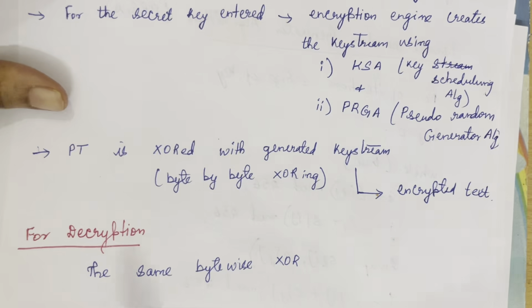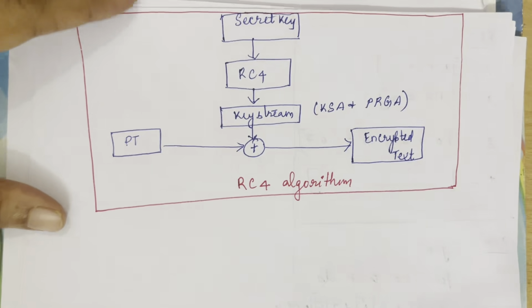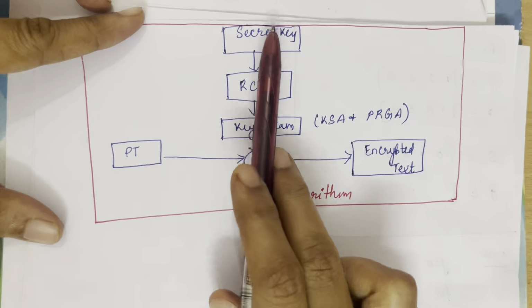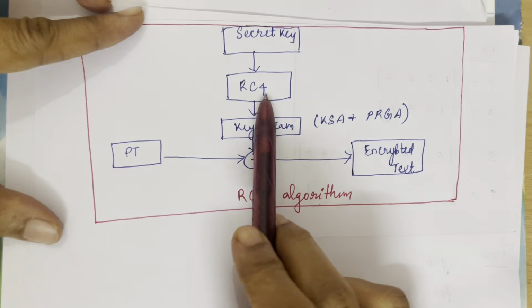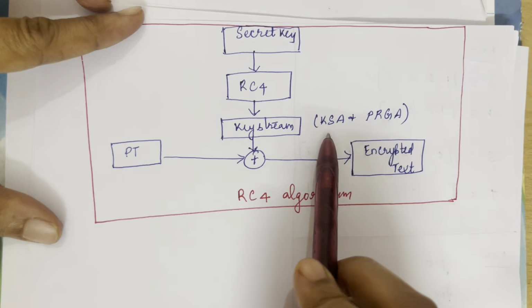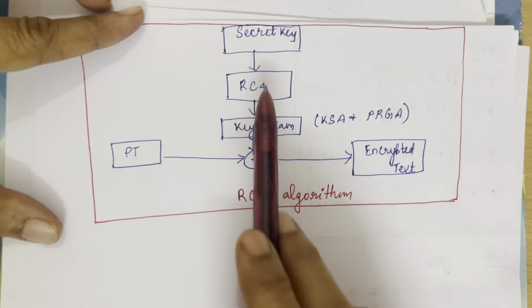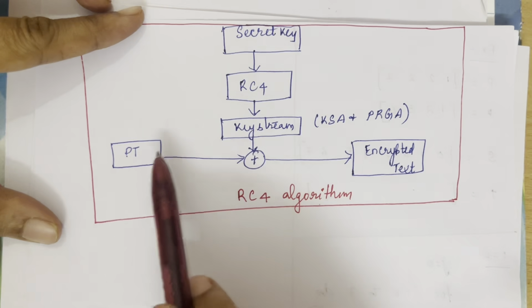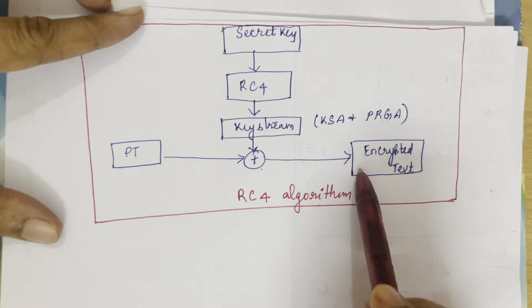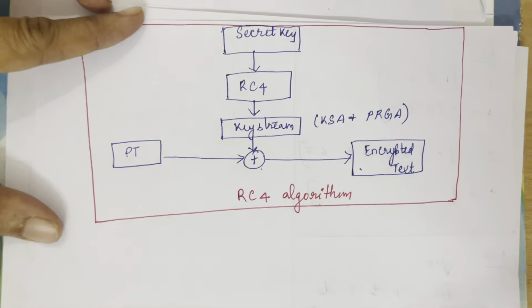Decryption is done in the same byte-wise XOR manner. Now we will see the block diagram for the RC4 algorithm. We are given the plain text and the secret key. The secret key is passed to the RC4 algorithm using KSA and PRGA, the key scheduling algorithm and the pseudo random generator algorithm. The secret key is converted into a key stream. Now the plain text is XORed with the key stream to get the encrypted text. This is the encryption process in the RC4 algorithm.